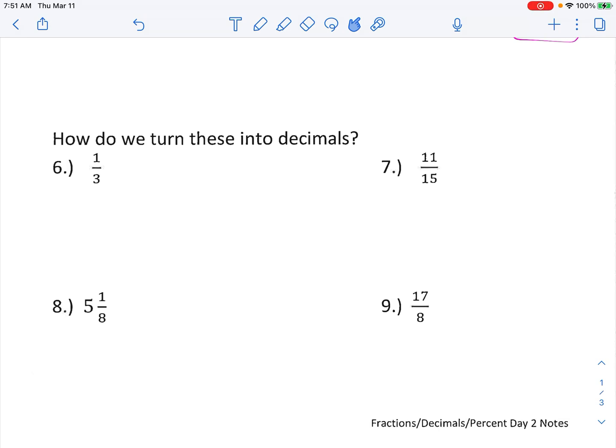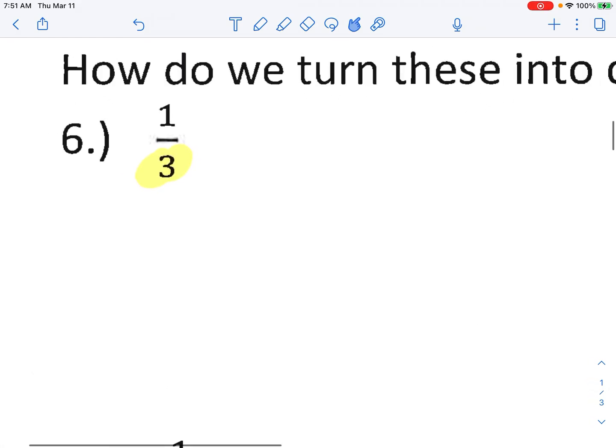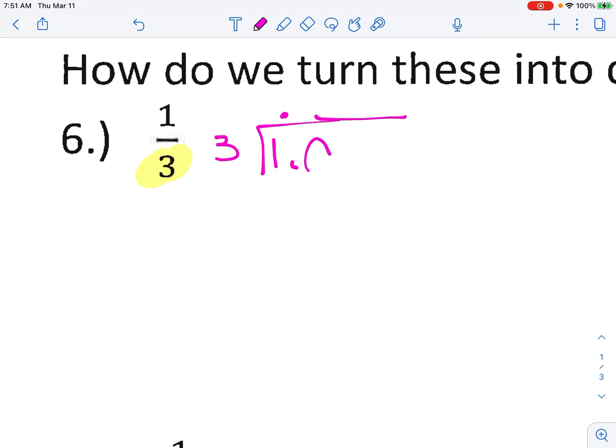How do we turn these into decimals? Remember, the first thing you want to do is check your denominator. Is there anything that you can multiply 3 times to get 10 or 100? No. If there isn't, you are going to have to divide the numerator by the denominator. So we're going to do 1 divided by 3. You're going to have to add your decimal and your 3 zeros. 3 cannot go into 1. 3 goes into 10 3 times.